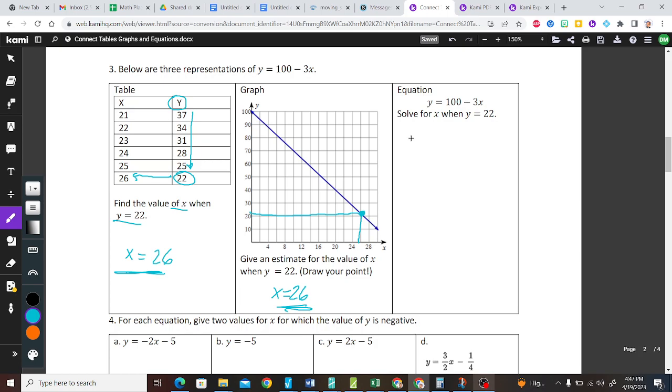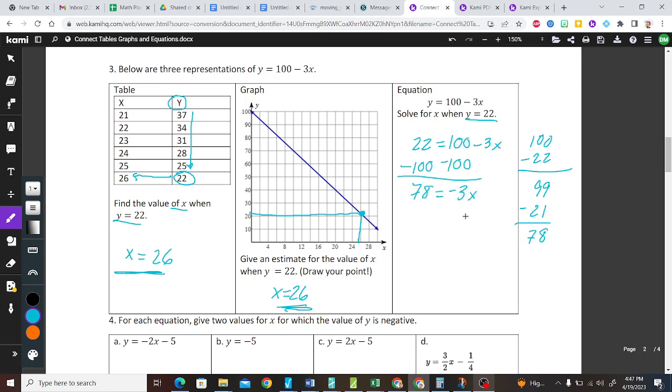And so to solve this, we go y equals 22. So we go 22 equals 100 minus 3x. We subtract 100 from both sides to eliminate the constant. 22 minus 100, that's the same as 21 minus 99. So that's negative 78, and that's negative 3x. We divide both sides by negative 3. Oh, so that's supposed to be negative 78. Divide by negative 3. 3 goes into 7 twice, leaving 1 over. So that's 18 divided by 3, which is 6. There we go.